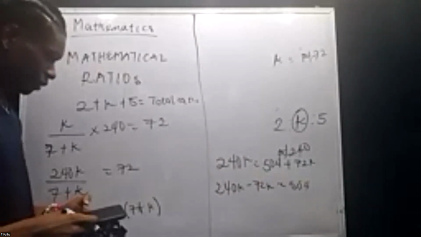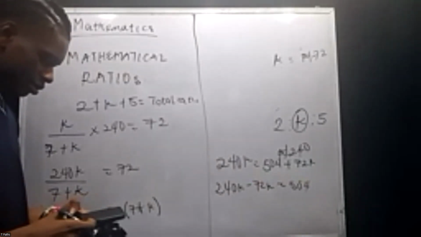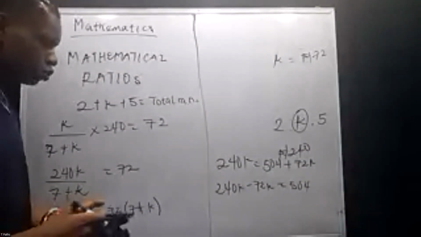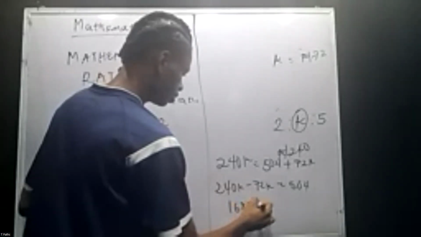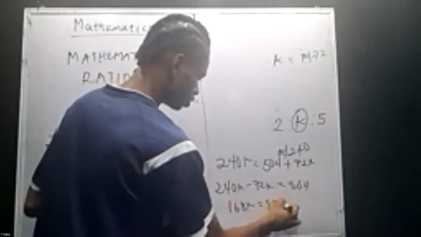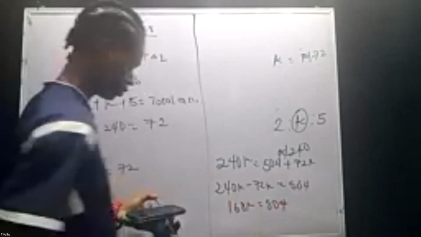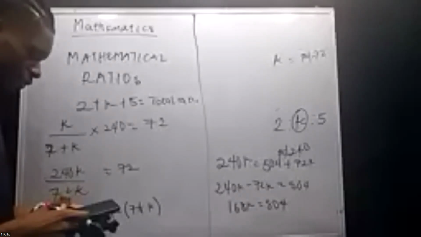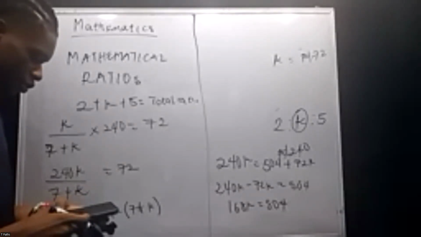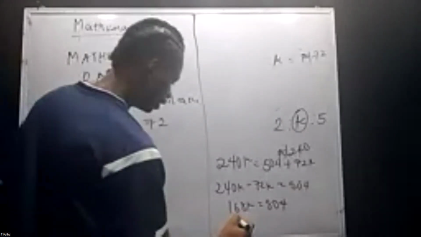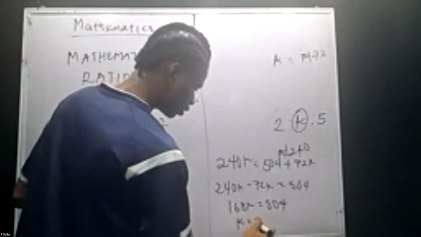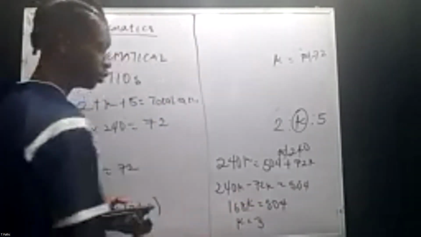So 240 minus 72, that's 168. So here, all I just need to do is my basic arithmetic. So 504 divided by 168, and I have k is equal to 3. So for me to get the value of k, I'm going to divide through by 168, and I have k is equal to 3.